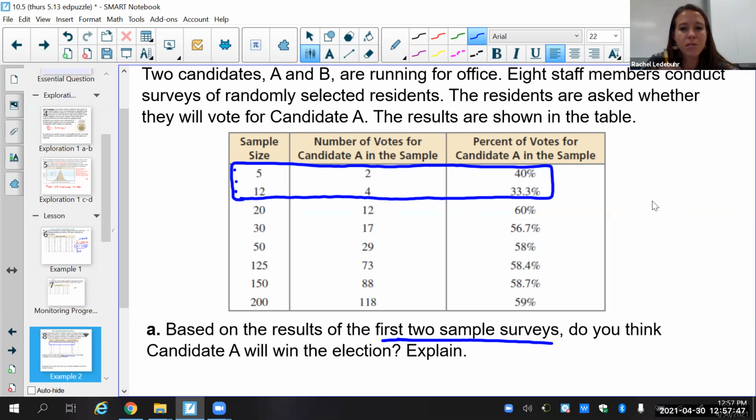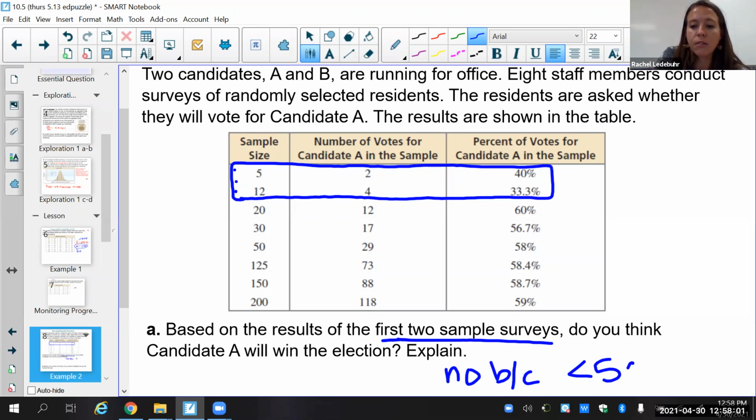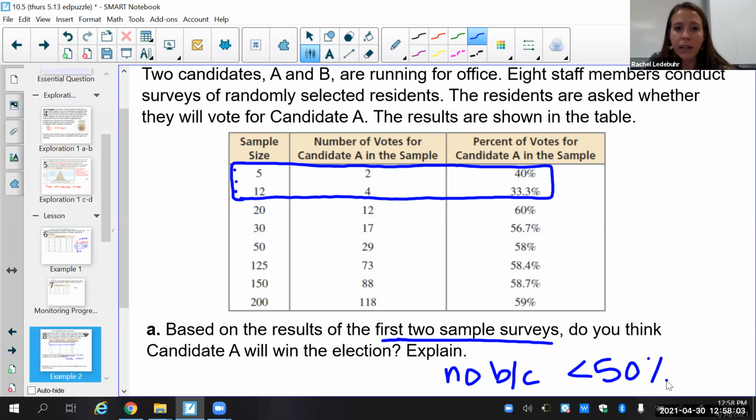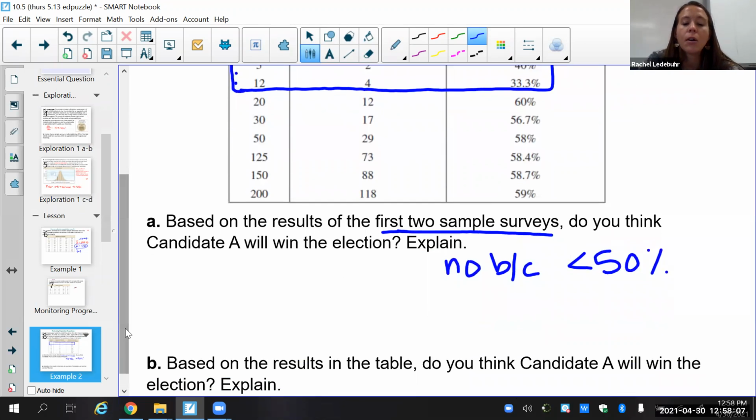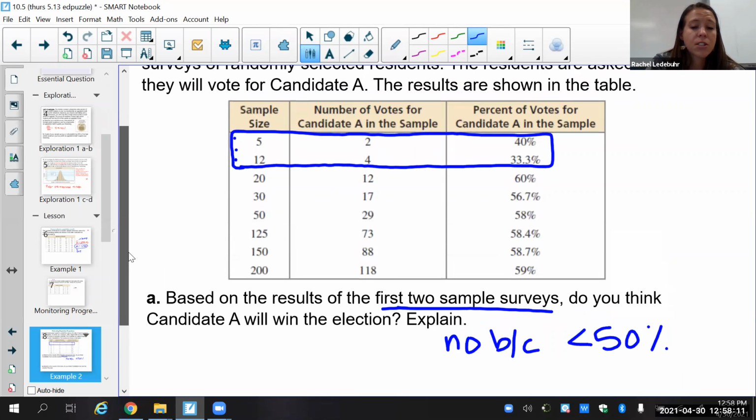Based solely on those 2 sample surveys, candidate A is not winning, right? We're below 50%. So no, because less than 50%, right? And I need 50% of the votes to win. But check out what happens. Let's look at the entire table. Now, do we think that candidate A is going to win the election?